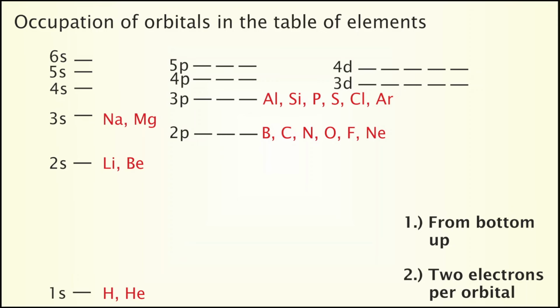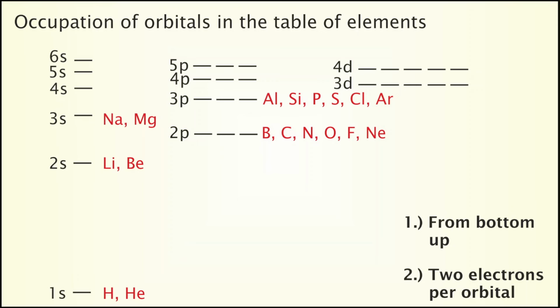The second element, which has two electrons, then is helium, and then the 1s orbital is filled. So the next two elements will fill up the 2s orbital, so lithium and beryllium. With beryllium, we have four electrons, and this will fill up the 2s orbital.